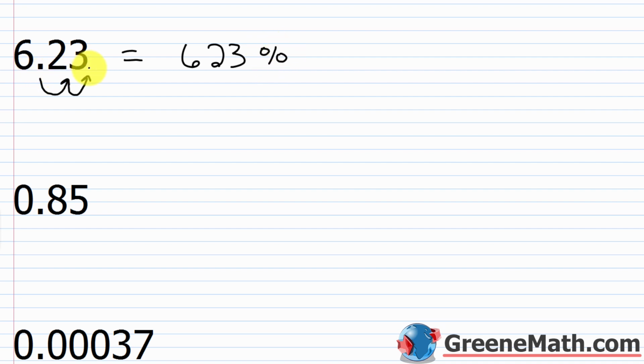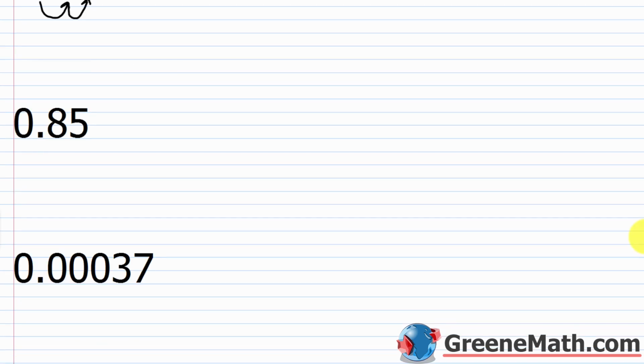So 6.23 is equal to 623%. All right, now we're looking at 0.85. Again, take your decimal point and go 2 places to the right. So I'd have 85, and then put the percentage at the end. So 85%. 0.85 is equal to 85%.